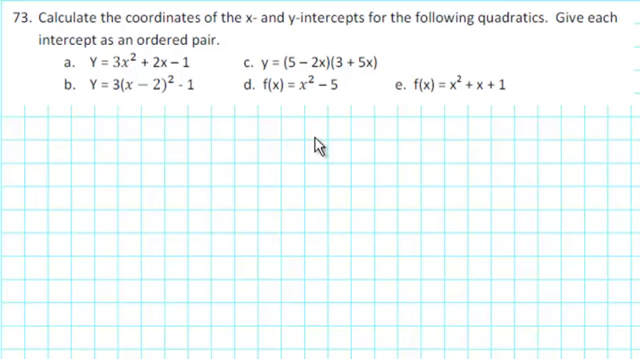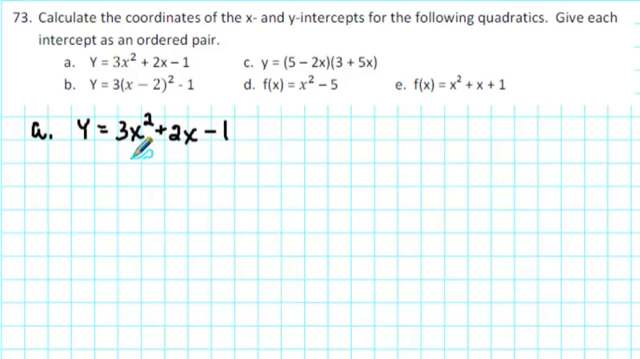Calculate the coordinates of the x and y intercepts for the following quadratics. Give each intercept as an ordered pair. Let's start with A. We're given y is equal to 3x squared plus 2x minus 1.